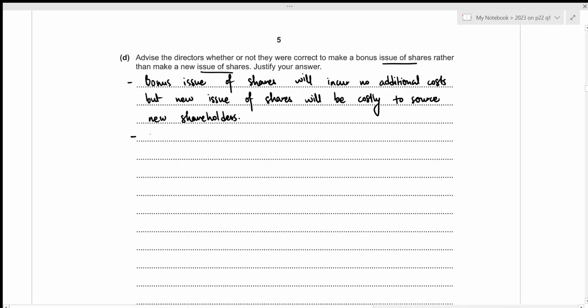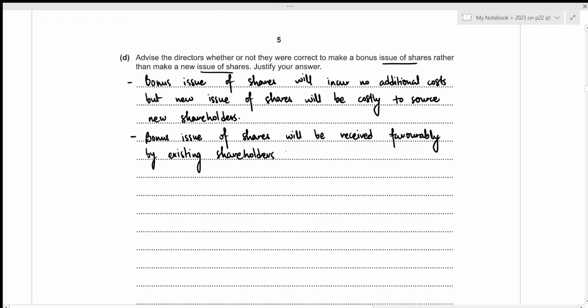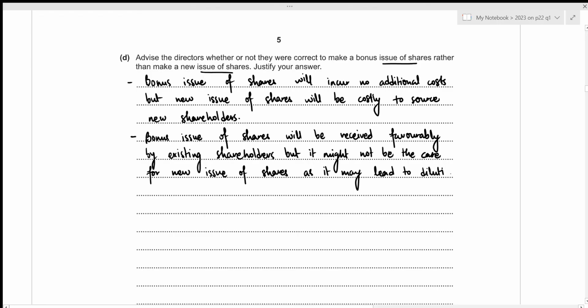Let's write it down. Bonus issue of shares will be received favorably by existing shareholders but it might not be the case for new issue of shares as it may lead to dilution of ownership.